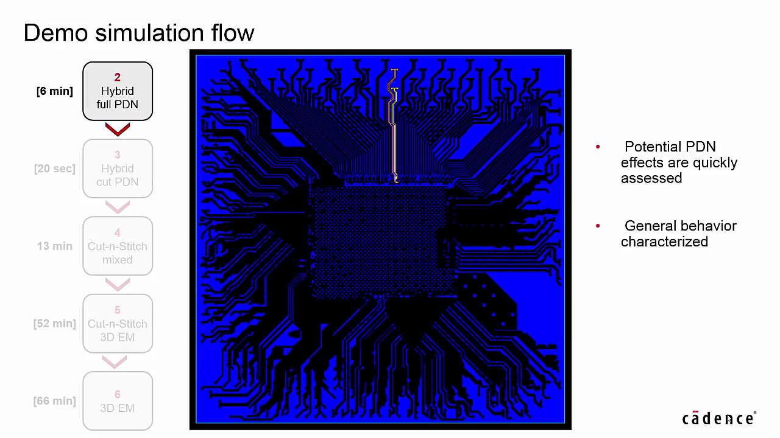We'll jump directly to step 2 with the full PDN and 2 diff pairs selected. Ports are set up and a 20 GHz bandwidth defined. The hybrid solver simulation completes in only 6 minutes. Again, this provides a baseline to judge results for the cut design.